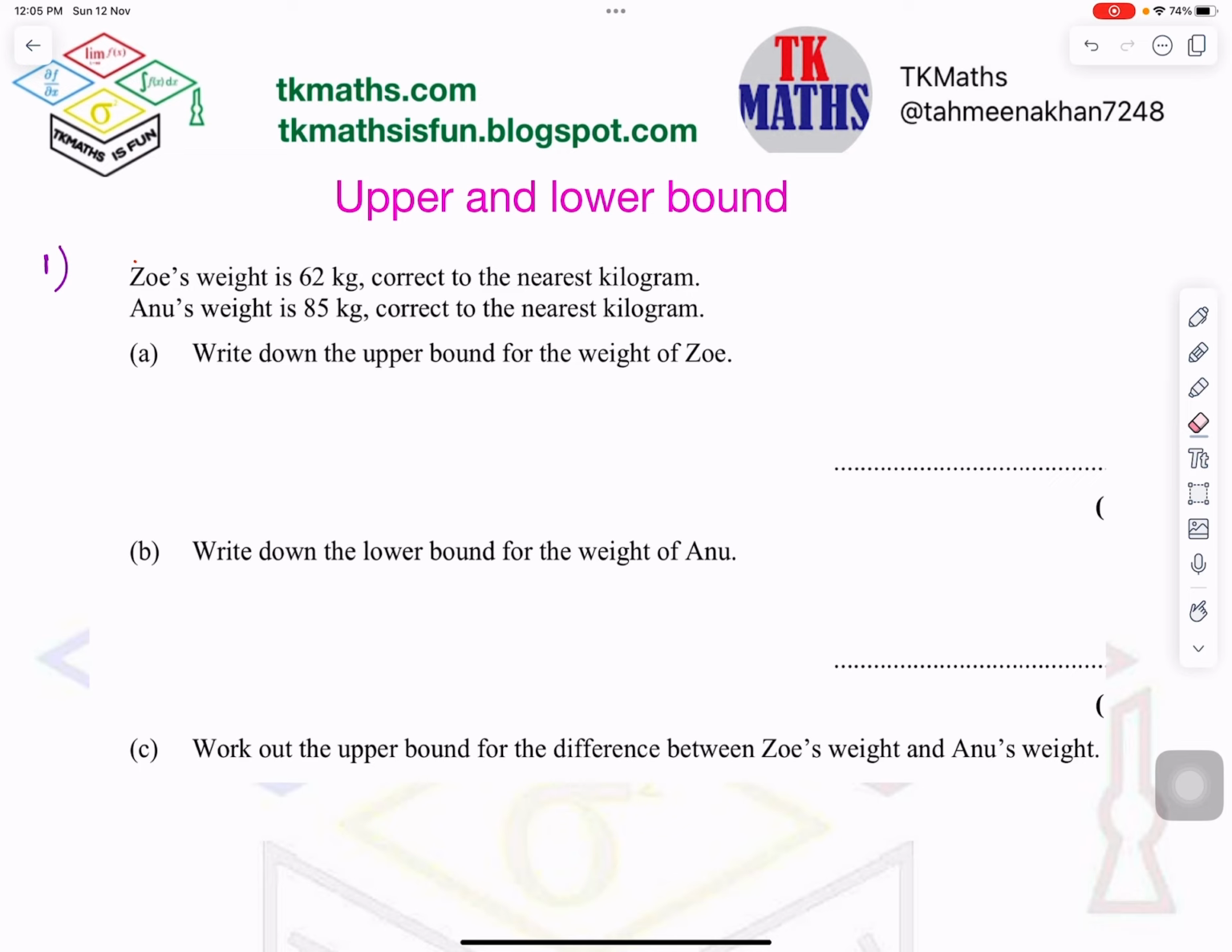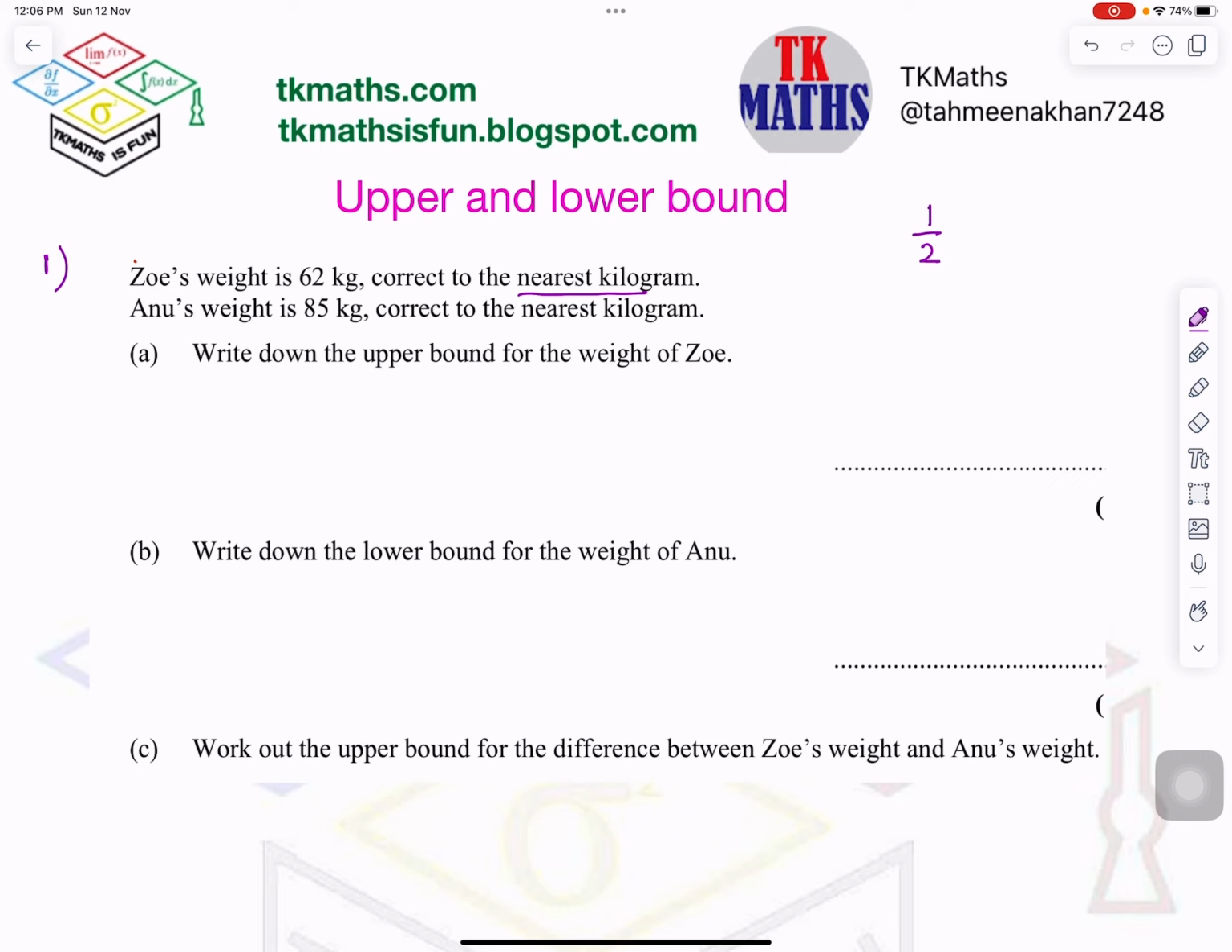Zoo weighs 62 kg, corrected to the nearest kilogram. Anu's weight is 84 kg, corrected to the nearest kilogram. Now, when it is talking about the nearest kilogram, it means about 1 unit. So, 1 unit means 1 divided by 2. Divided by 2 is always there. It depends on what it is corrected to.